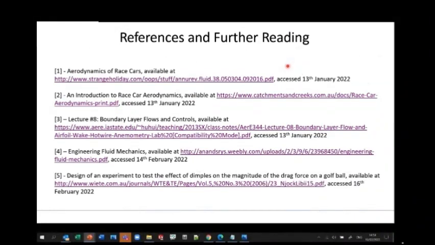The sources that I've used in this lecture are there. So if you want to do some more reading around the subject, and I recommend you do that, those sources are there for you to have a look at. As always, if you've got any questions regarding any of the information that we've covered today in terms of the fluid flow or the boundary layer formation around an object, please email me.